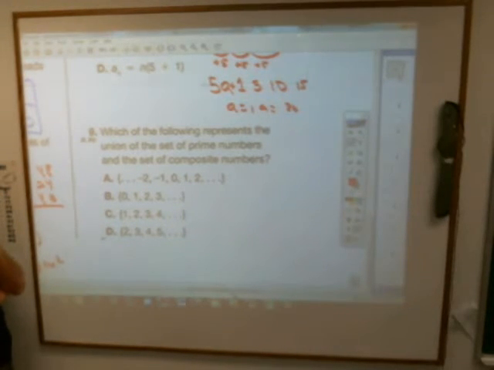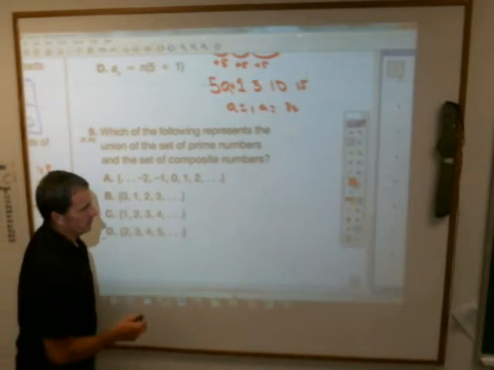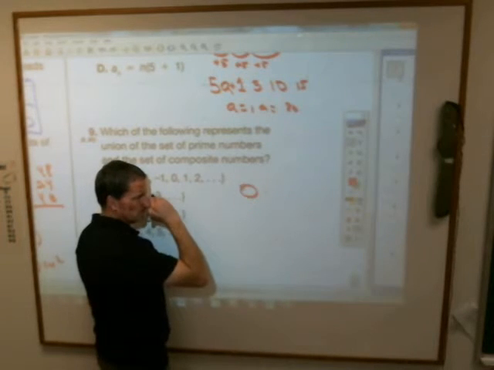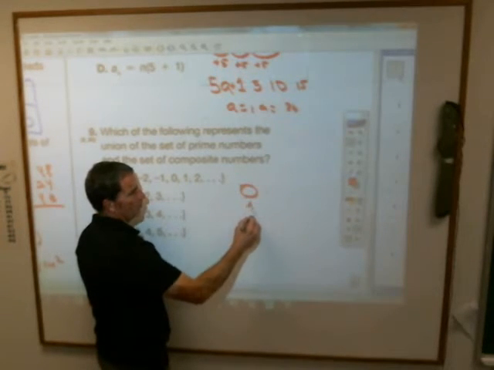I'm going to Google that. Can you not have negative prime numbers? What's that? Are you sure? Let's say it there. Anyways, here's the gist of that, people. The only numbers that are neither prime nor composite are 0 and 1.